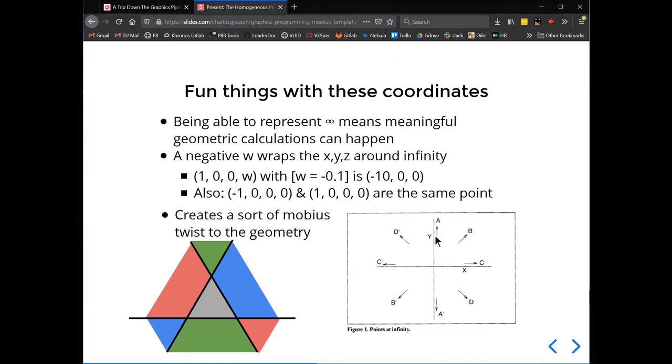Similarly, that implies that as you take a point out to infinity in one direction, say A or B or any of these values on the chart, that value will have effectively the same coordinate as the negative one of that. So -1 and 1 on the x-axis taken to infinity would be the same point.